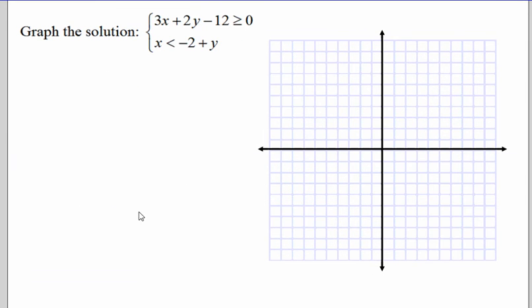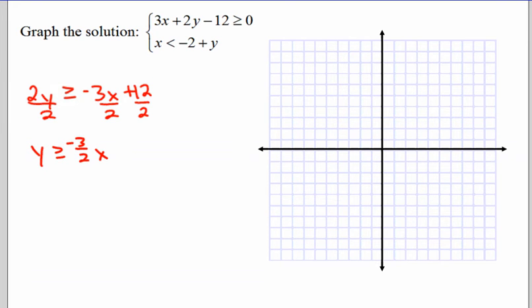Let's do one more here. Okay. So let's see this top equation. I'm going to take the 12 and the 3x over. So I'm going to get 2y is greater than or equal to. That stays there. 3x goes over, becomes negative. Negative 12 goes over, becomes positive. And I'll divide everything by 2. So I get y is greater than or equal to negative 3/2 x plus 6.